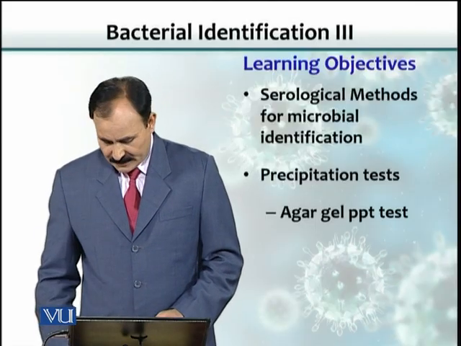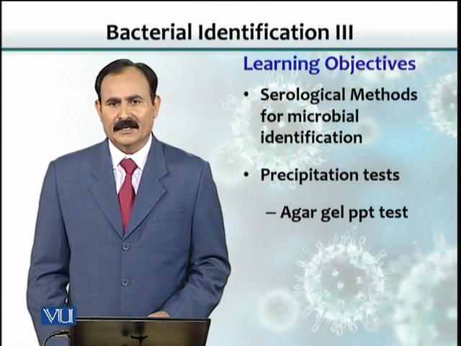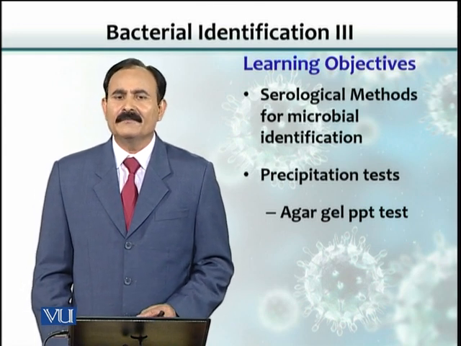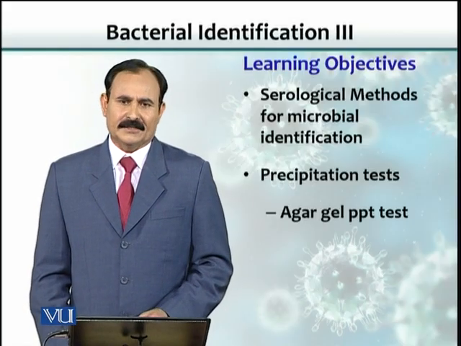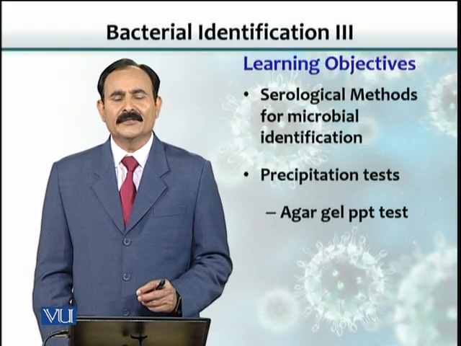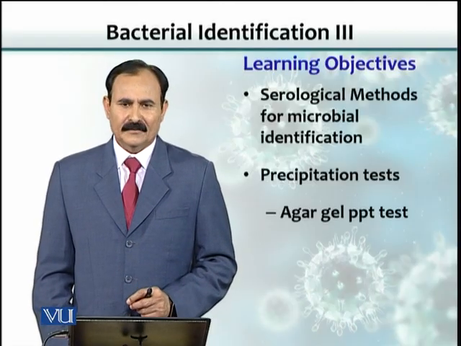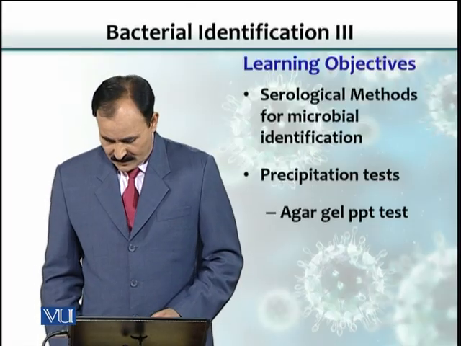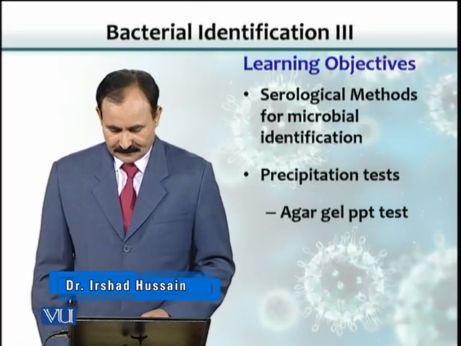In a precipitation test, the antigen is also soluble. As I mentioned earlier, the antibodies are always soluble, but if the antigen is also soluble, the test is called precipitation. Versus when the antigen is not soluble, is a particulate, big particle, we call it agglutination. Let's explore a little bit on this precipitation testing.